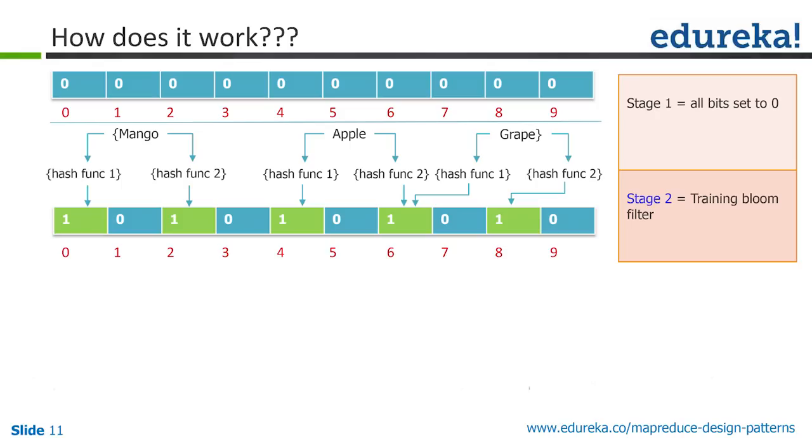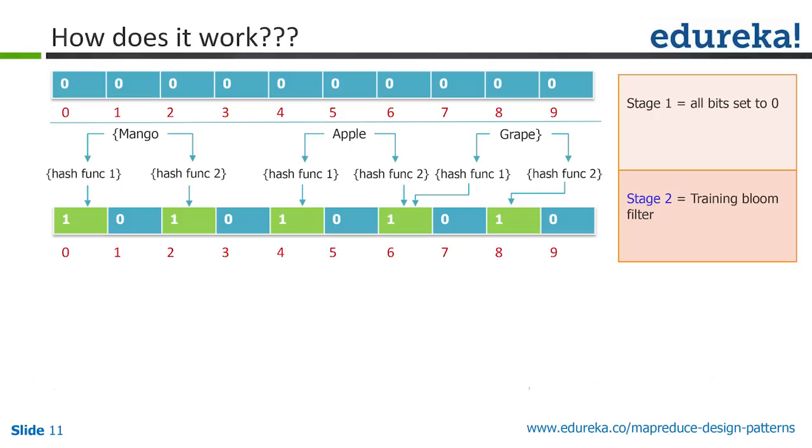You can use any number of hash functions you want, but you have to make sure that all the hash functions return the same result. Hash function 1 and hash function 2 both have to say that for mango we populate 0 and 2, and for apple, 4 and 6. The intention of having more than one hash function is that one hash function may be better than another in its algorithmic approach.